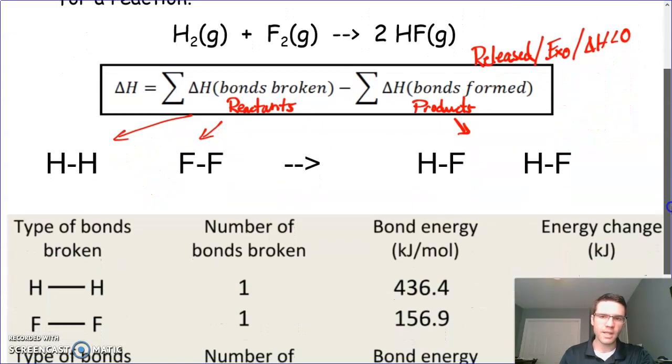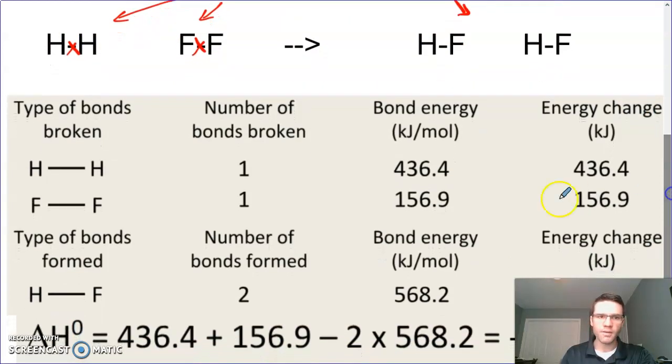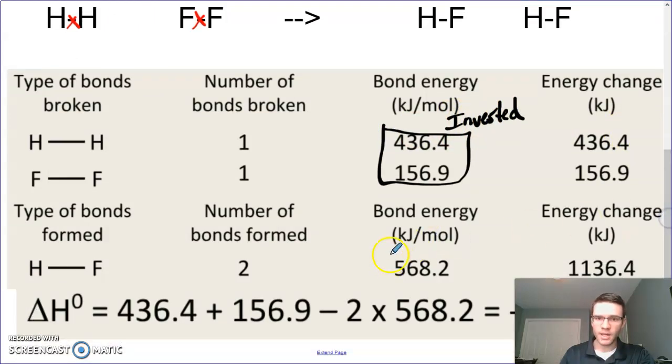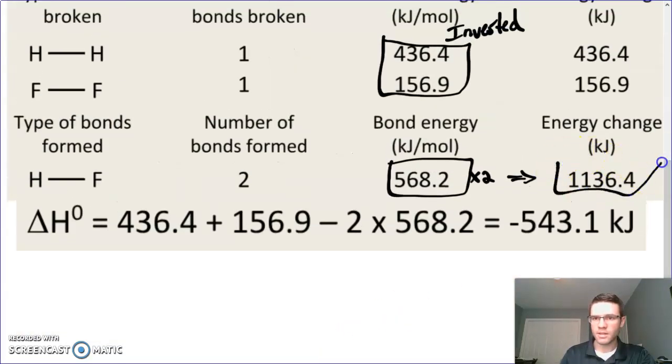So a problem would look like this, maybe a very simple problem. We have to break both of these bonds, and we're going to make both of these bonds. And we would look at a table of values and figure out how much energy it takes to break an H bond. Well, it takes 436.4 kilojoules for every mole that breaks. And our fluorine bond, 156. So this would be the energy invested. And this would be the energy that we get out of it. 568.2. We form 2 of these bonds, so we multiply by 2, and we get this number over here. And that's how much energy is released.